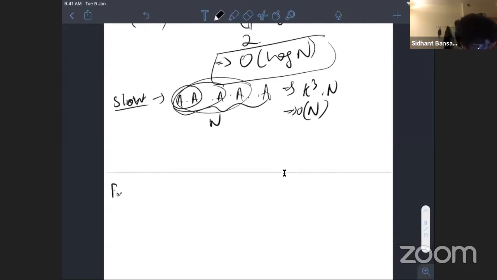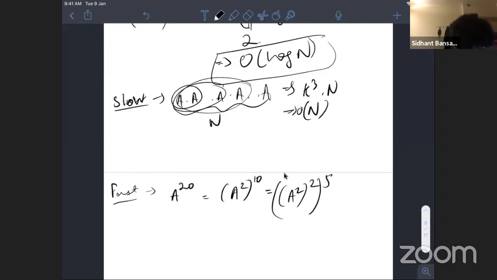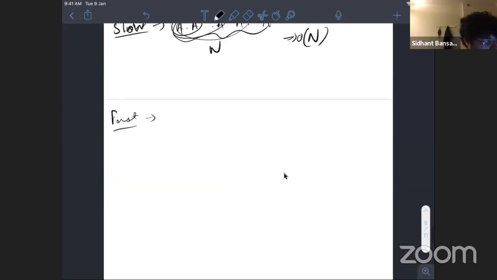What's the fast method? Now, I'm not sure if every one of you has gone through binary exponentiation. The idea is this. If you're trying to calculate, let's say, a to the 20, then it is the same as calculating a squared, whole to the 10, which is the same as calculating a squared, squared, whole to the 5, which is the same as calculating a squared, squared times that. It becomes uglier as I keep doing this, so I'll write it in a cleaner way.